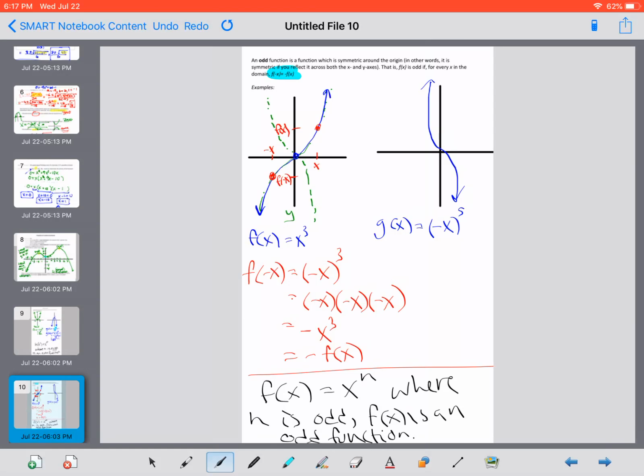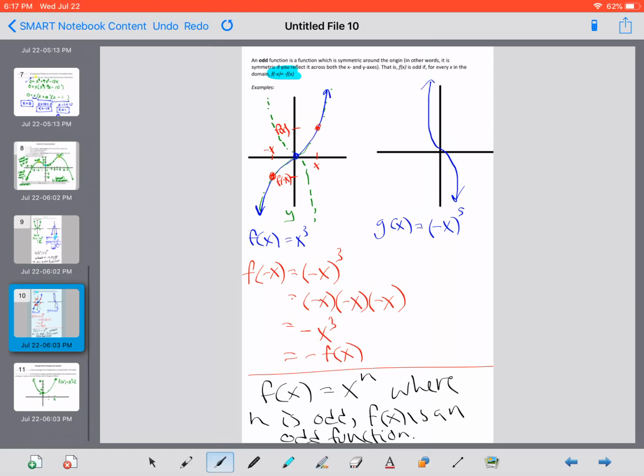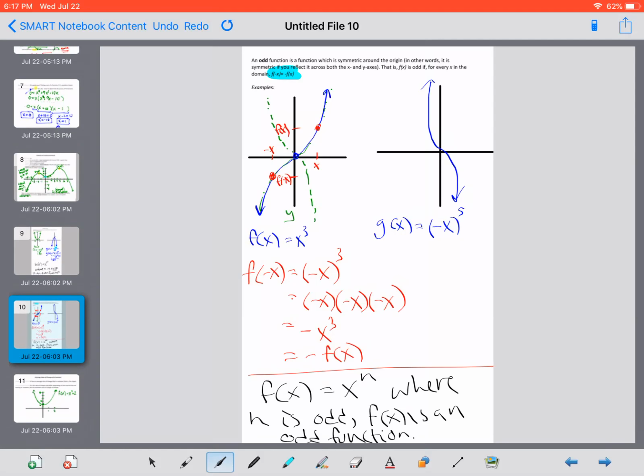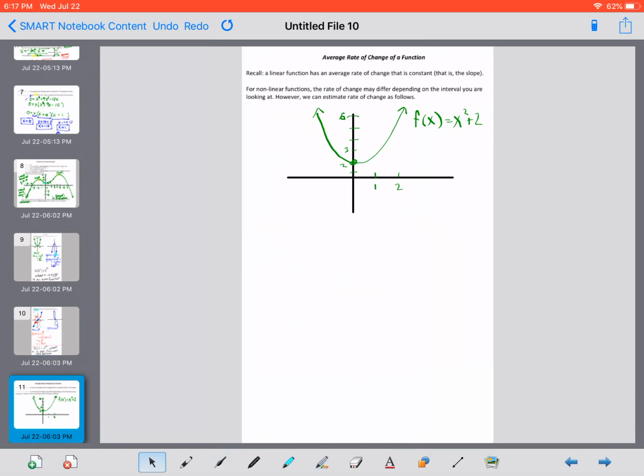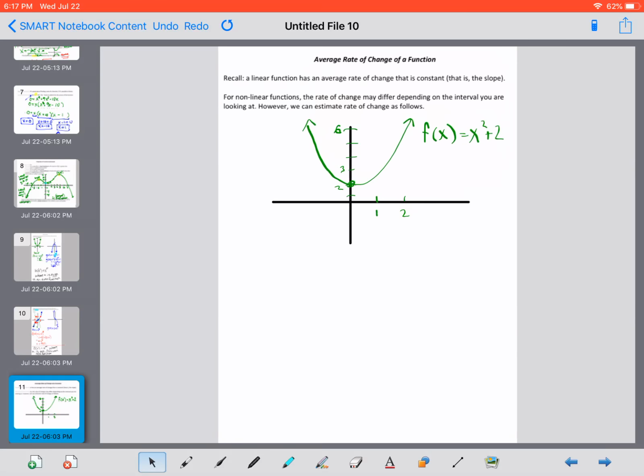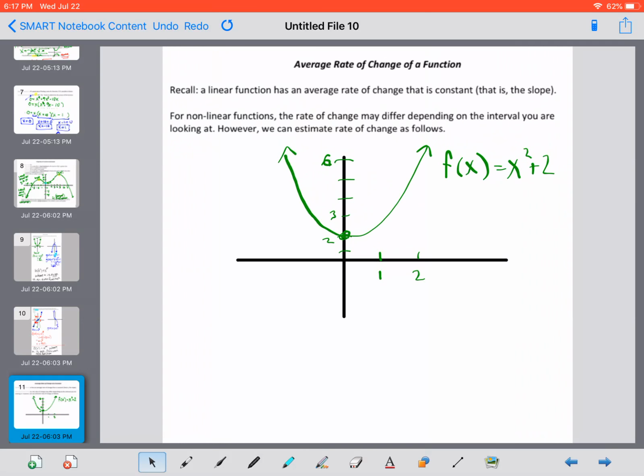All right, to wrap up our talk on properties of functions, I just want to talk about rate of change of a function. We've talked about rate of change already when we talked about linear functions. Remember that for a linear function, the rate of change is constant. The rate of change is just the slope of the function, and the slope is always the same. It's just whatever that m is, whatever the coefficient on x is, if it's mx plus b.